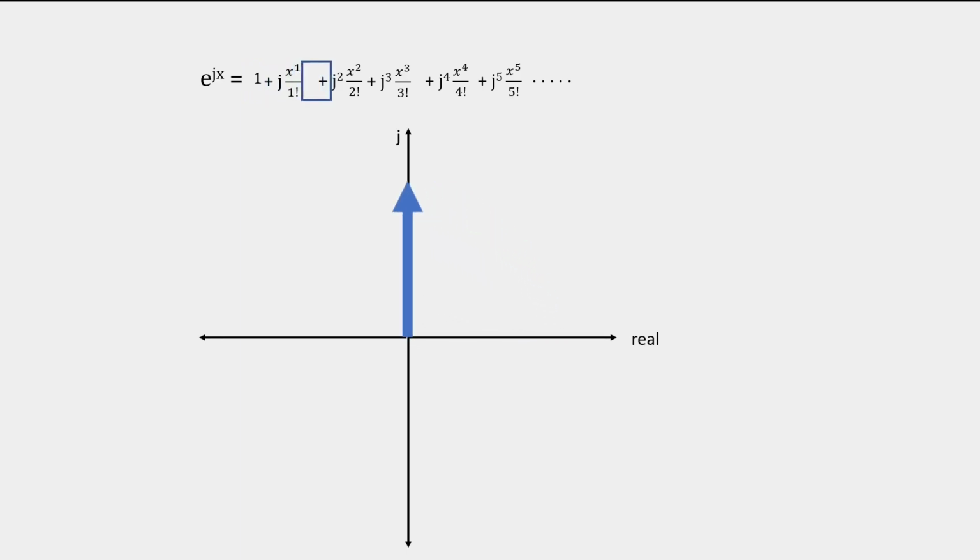j squared is minus 1, which takes us to negative real axis. j cube is equal to minus j, and it will take us to negative imaginary axis. j to the fourth is again j squared times j squared, that is plus 1, which will take us to real axis. j to the fifth is j raised to power 4 times j, that means a single j, which will take us to again imaginary axis, and this pattern keeps repeating.